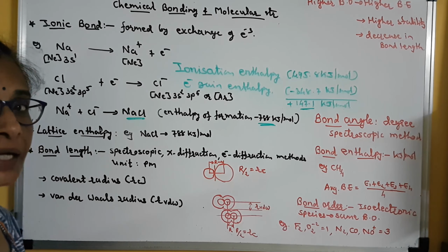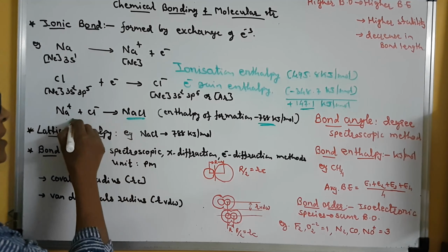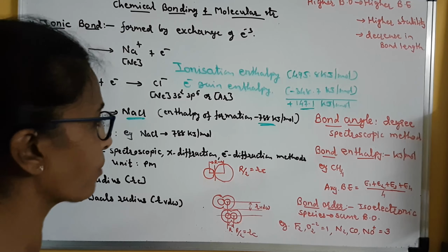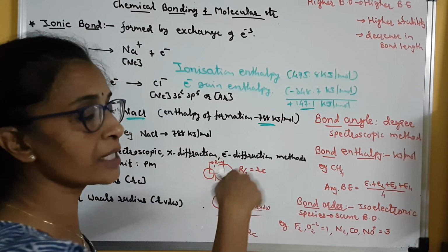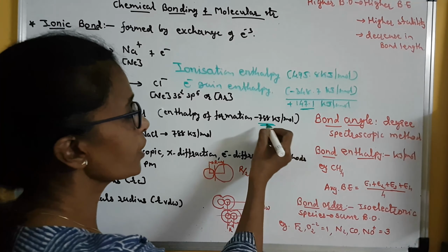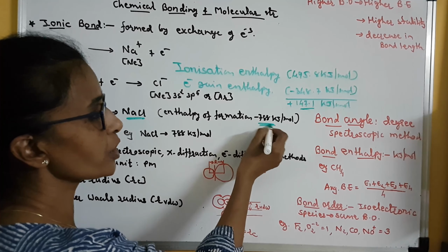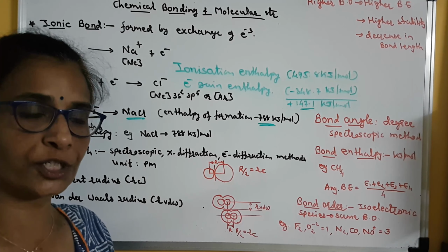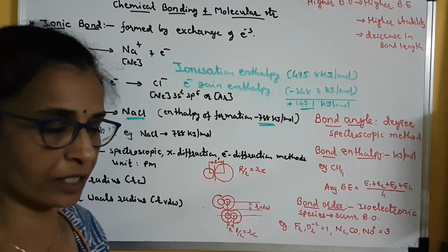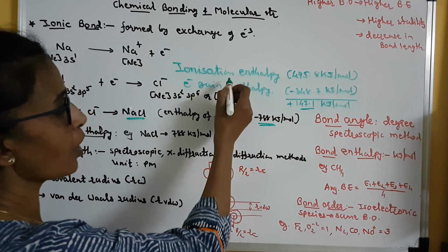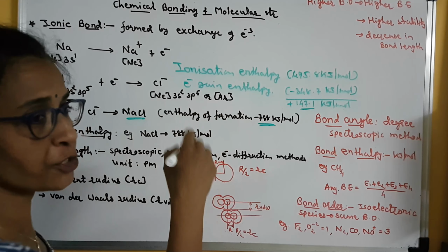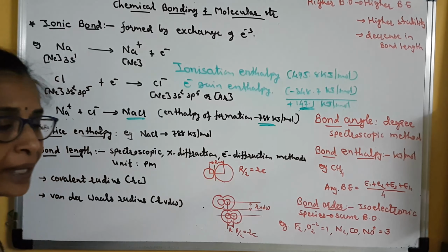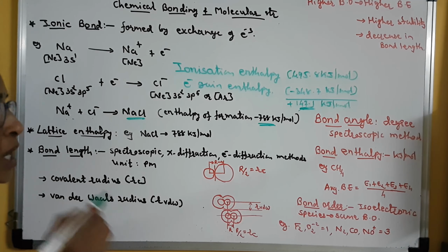Negative sign indicates release of energy. So when these two ions are attracted by each other and the NaCl crystal is formed, this much energy is released. Clear? So here the enthalpy of formation is negative. The more negative the enthalpy of formation, the more stable the crystal. So even though the sum of ionization enthalpy and electron gain enthalpy for NaCl is positive, NaCl is a stable crystal. Why?